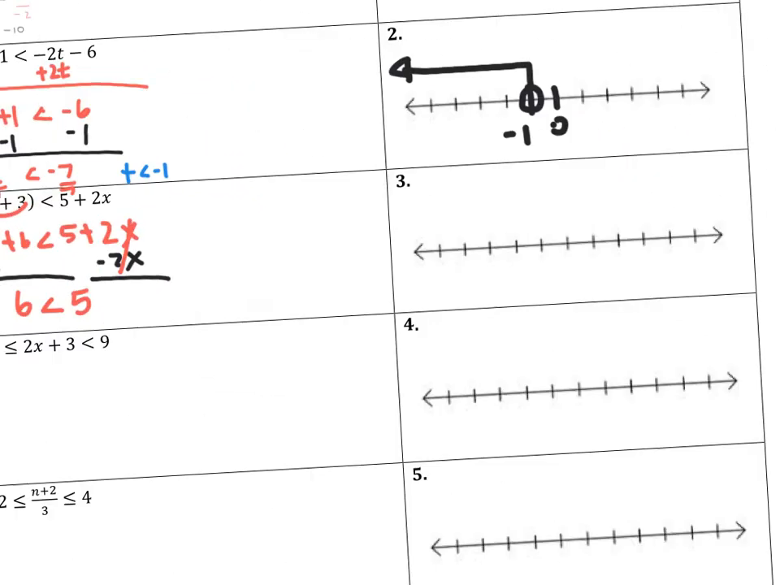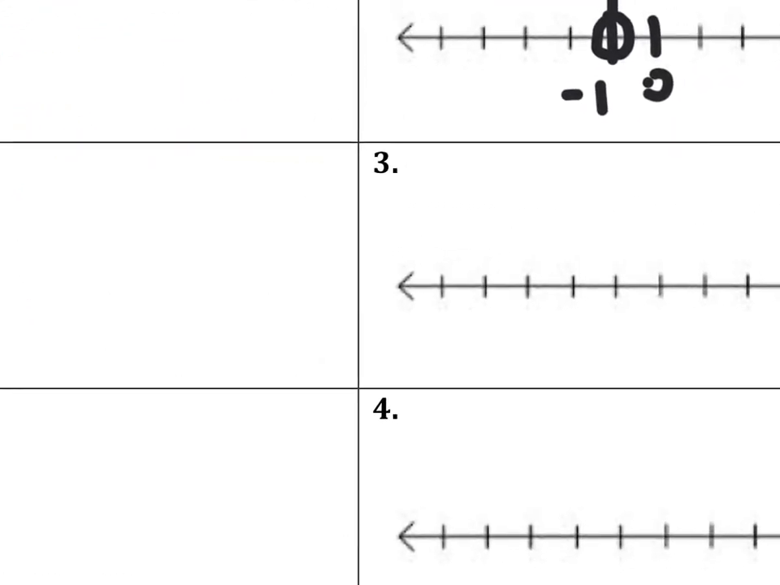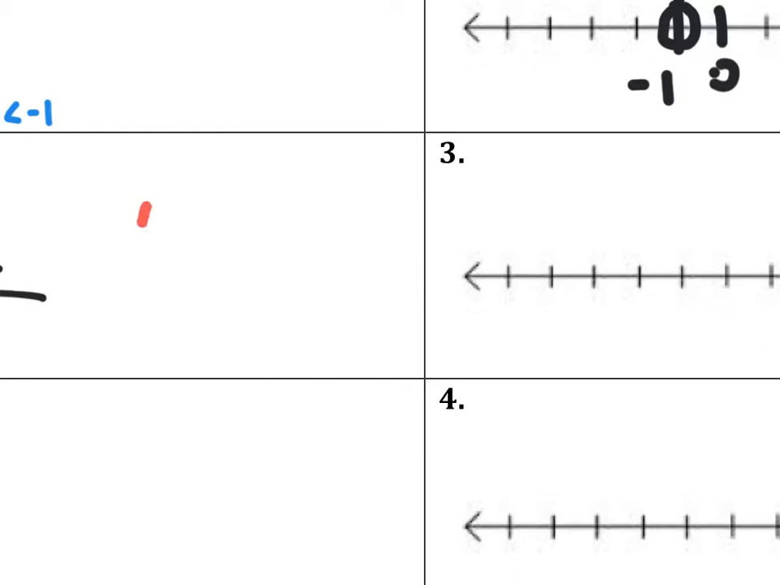So for our final solution, over here we would have no solution. There is absolutely no number where 6 is less than 5. So no solution, no graph. Move on to the next one.